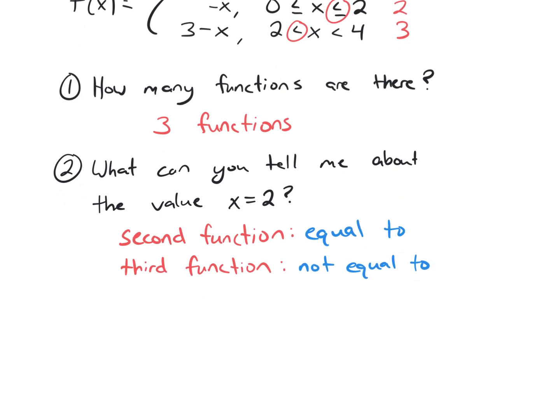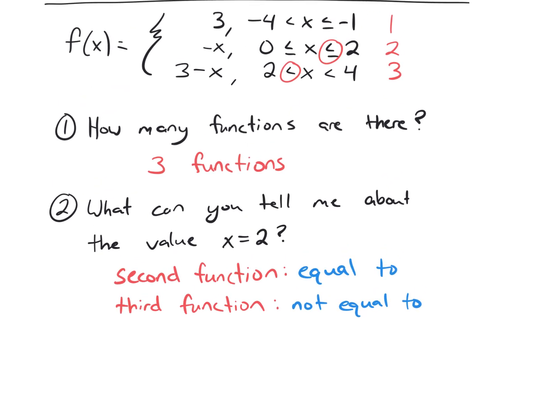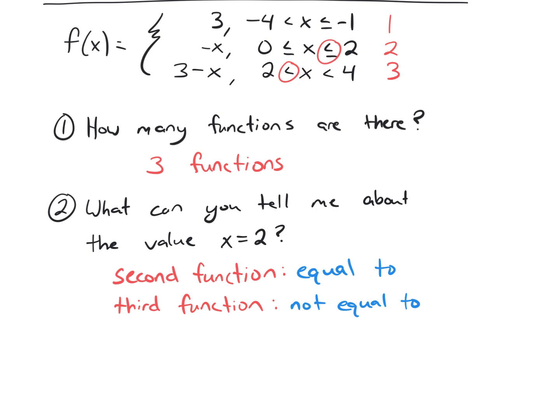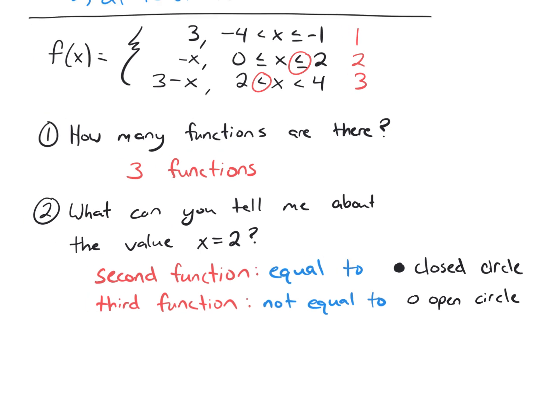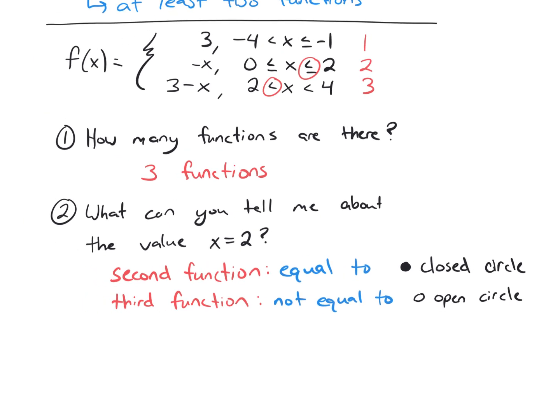Now, on your test, it might show you a graph asking you the same question. How would you know on a graph if the second function was equal to or not equal to? Think about open and closed circles. So if the second function is equal to, that means it would have a closed circle. If it was not equal to, it would have an open circle. So that would be how you would tell if it gave you a graph.